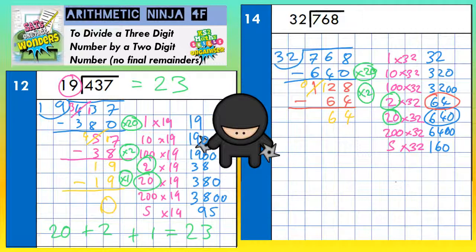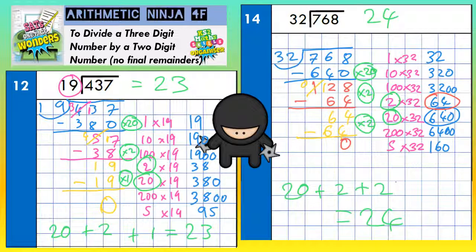We can take another lot of 64 away from that, which is another lot of 2 32s. And 64 take away 64 gets you down to 0. Once you're down to 0, that's as low as you can go. You just add up your chunks. We've got a chunk of 20, a chunk of 2, and another chunk of 2. 20 plus 2 plus 2 is 24. So the final answer, 32s into 768, is 24.